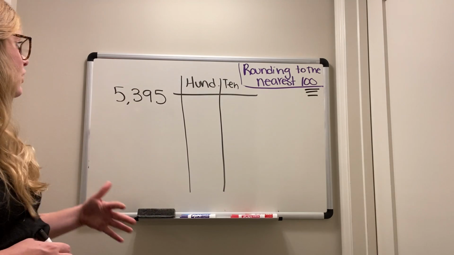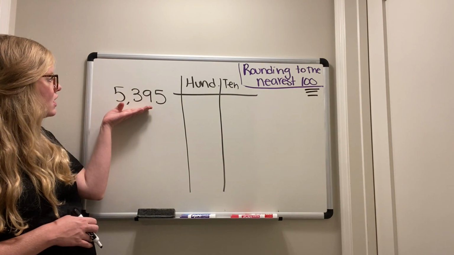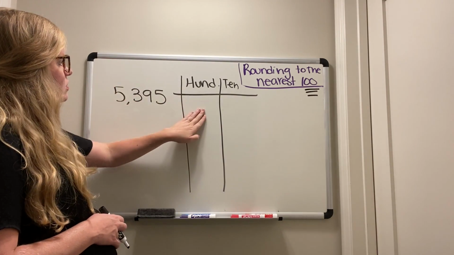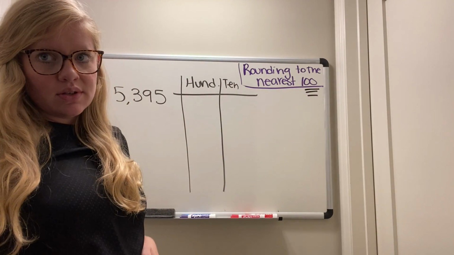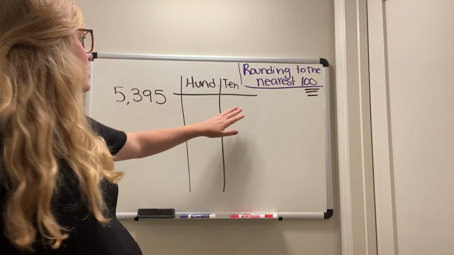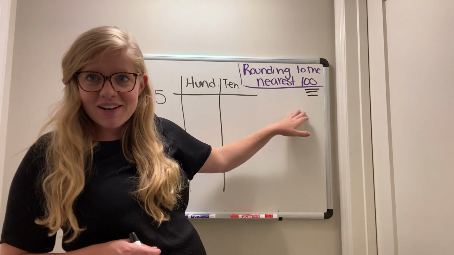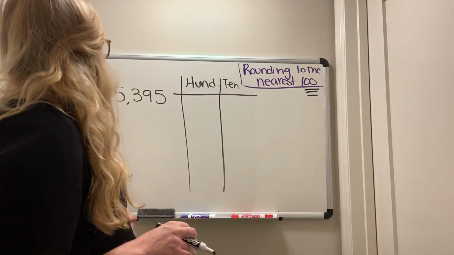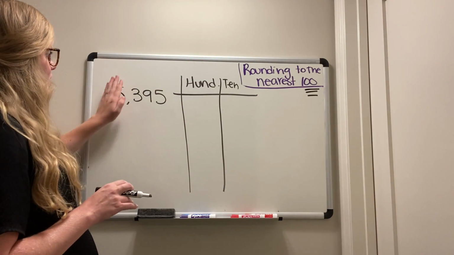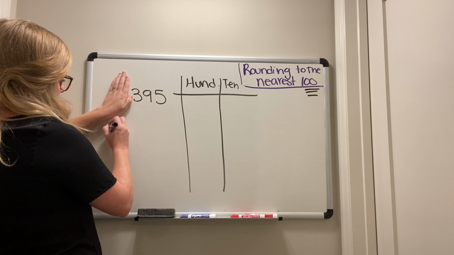Okay, welcome back, friends. So here we have 5,395. First, we're going to round to the nearest 100, which means we're going to have probably 2 zeros. Then we're going to round to the nearest 10, which might have 2 zeros. So this one I'm really trying to trick you. So let's see how we do. If we're rounding to the nearest 100, I'm covering up that 5 because I don't want to deal with it yet.